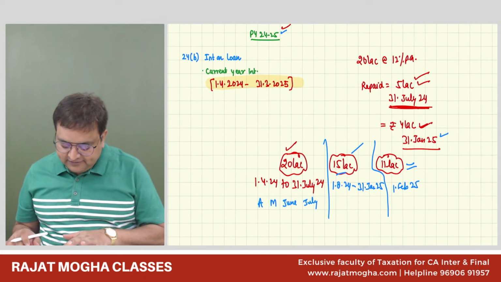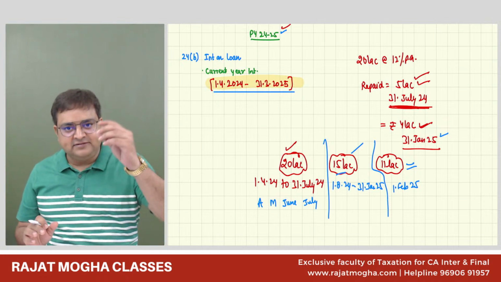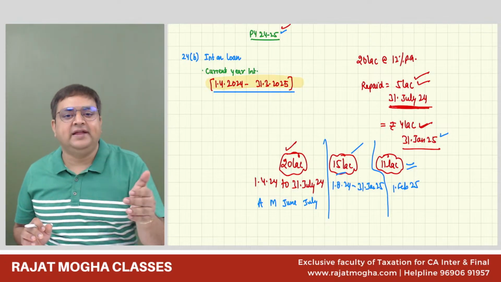Now, if I ask you what is the current year interest? The current year interest is changing. It is changing in the year itself. Why? Because my loan outstanding is changing.